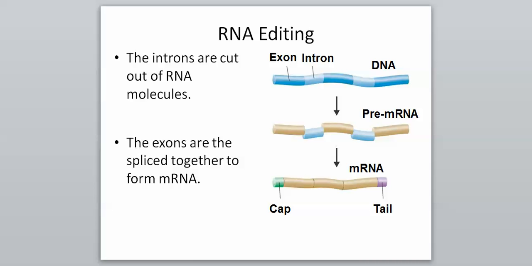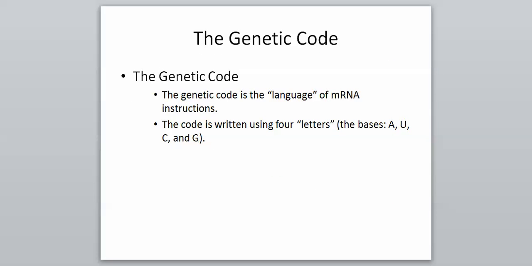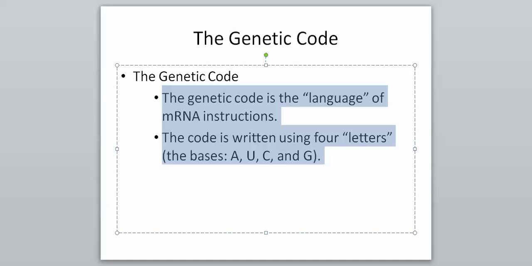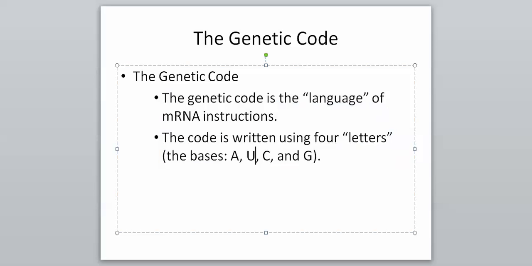Going along with our next step, and looking at RNA, is our genetic code. Our genetic code is the language of mRNA instruction. So it's how our mRNA will know what to do. Our genetic code is written using 4 letters, which are 4 bases: A, U, C, and G. Remember, adenine, uracil, cytosine, and guanine. Those are used for RNA, that's why we have a U instead of a T, and that's how our cells know what to do and what type of proteins to make, things like that.